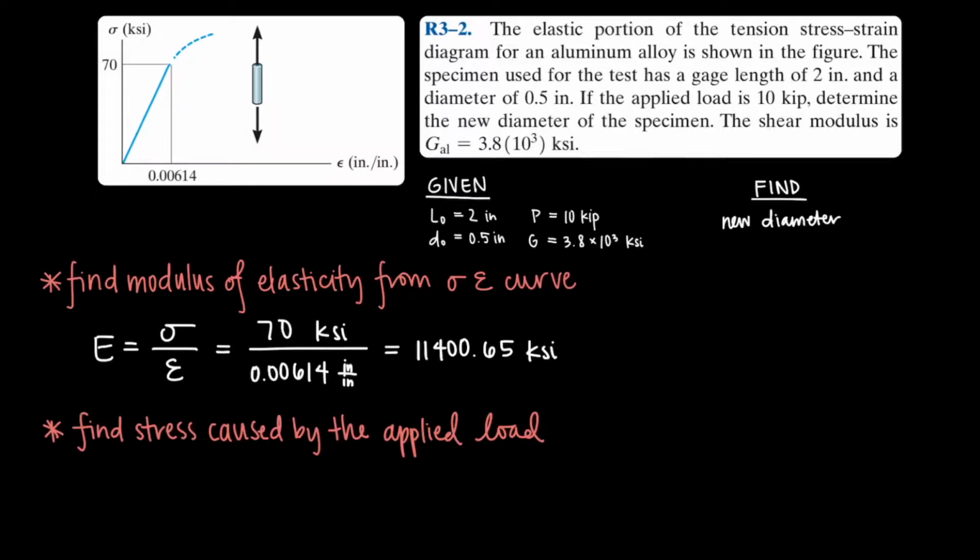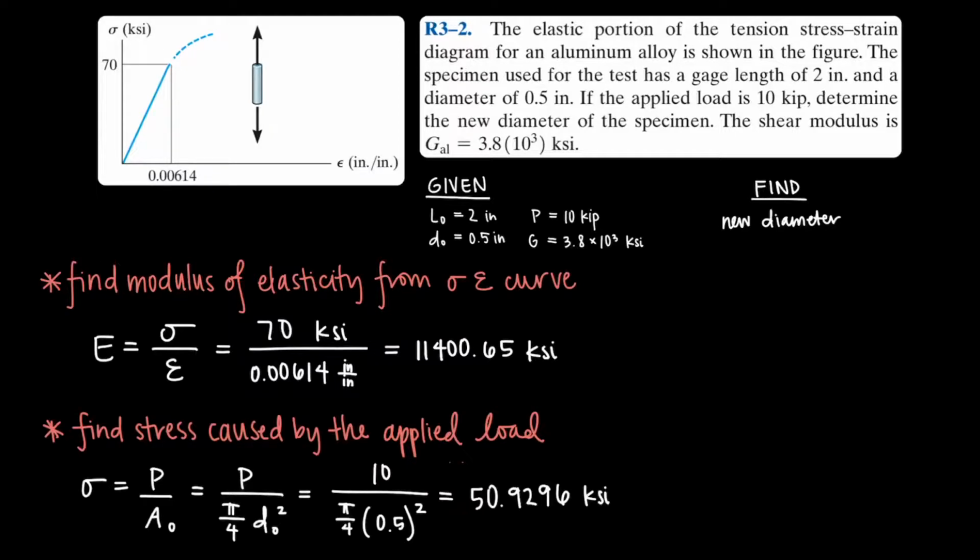Now let's find the stress caused by the specified applied load. Remember, the formula for stress is applied load divided by original cross-sectional area. The cross-section of the bar is a circle, whose area is pi over 4 times the original diameter squared. Plug in 10 for P and 0.5 for the diameter, and we get 50.9296 KSI for the normal stress.